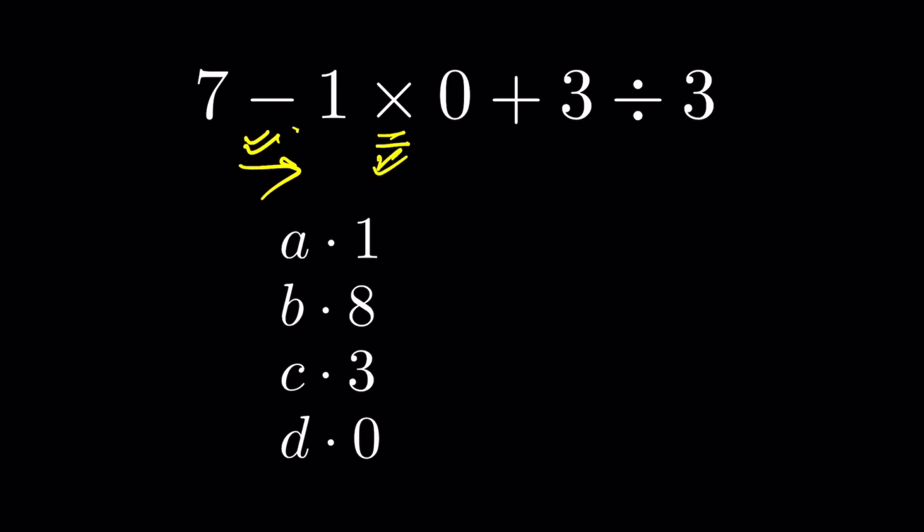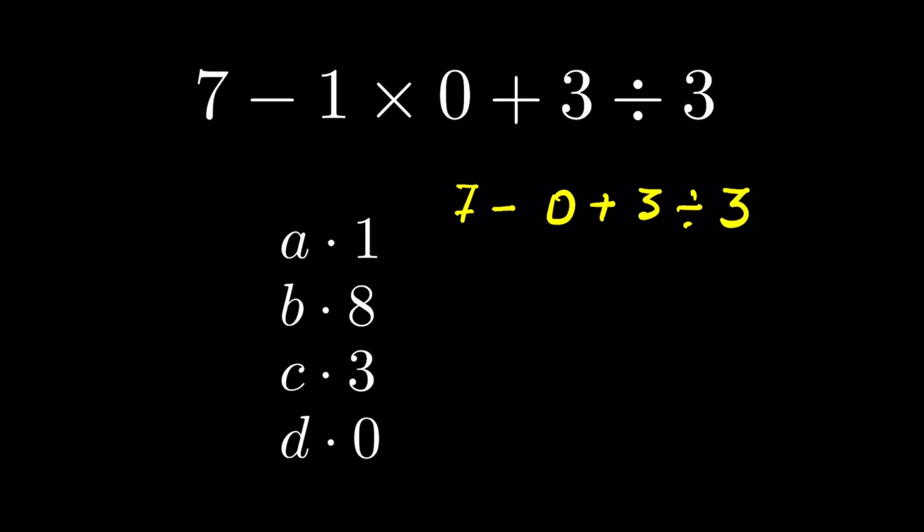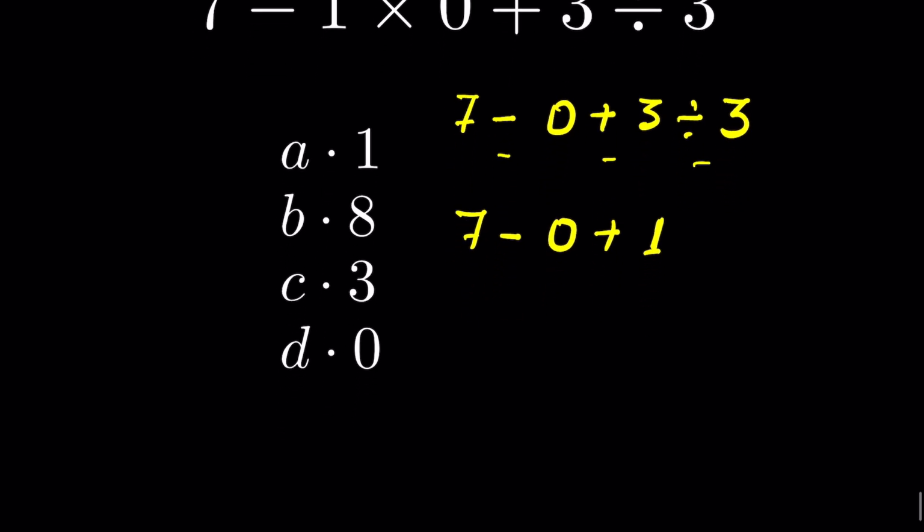Multiplication has precedence. So we write 7 minus 1 times 0 is 0 plus 3 divided 3. Now you have subtraction, addition and division. So division has priority. So 7 minus 0 plus 3 divided by 3 is 1. Now you can do subtraction and addition at the same time, or you can follow the left to right rule. 7 minus 0 is 7, then plus 1 is equal to 8. So 8 is the answer. Answer is B.